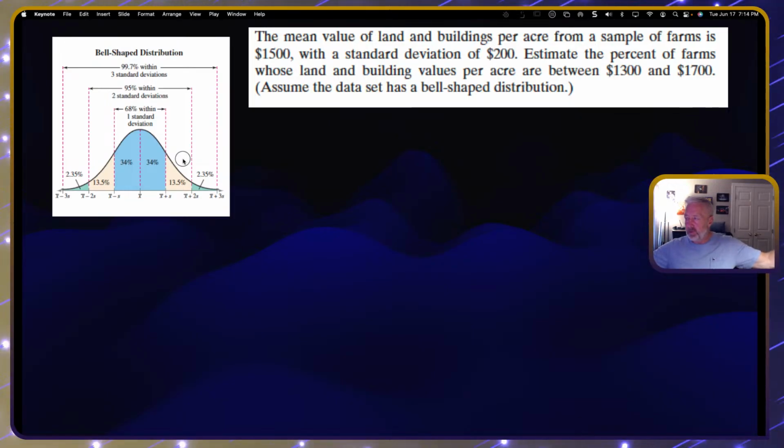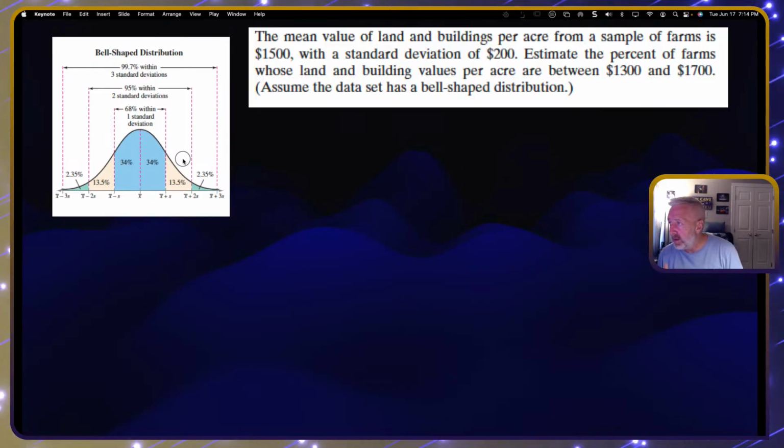99.7% between -3 and 3. So that's how much data falls between 3 standard deviations on either side. 95% between 2 standard deviations. 68% between 1 standard deviation on either side. Empirical rule. We've talked about this.